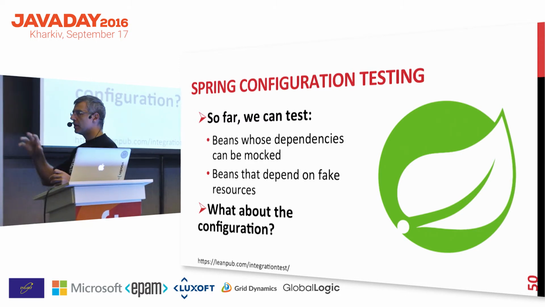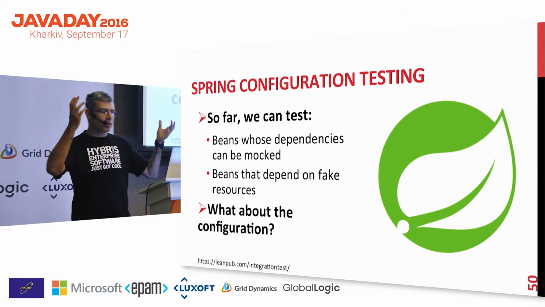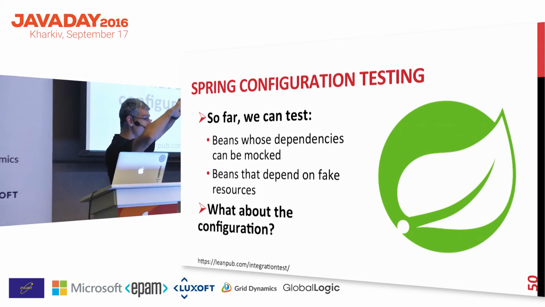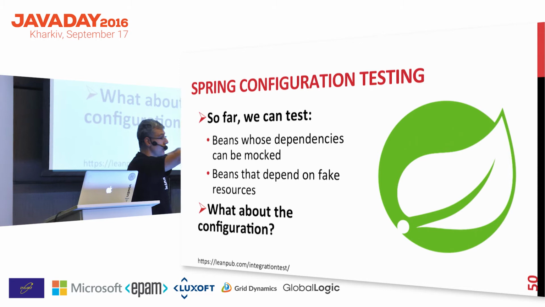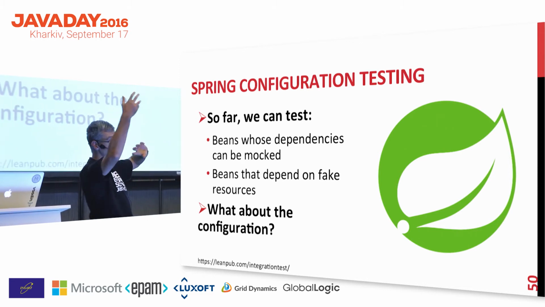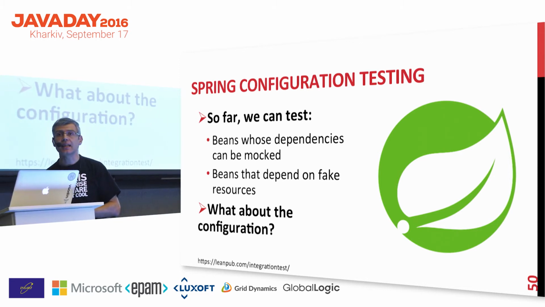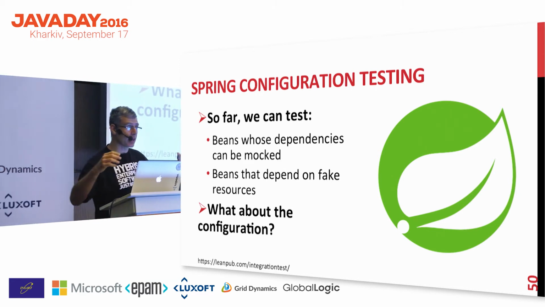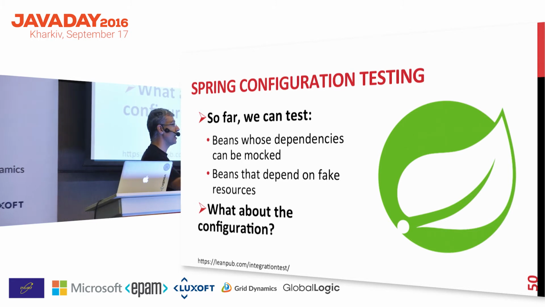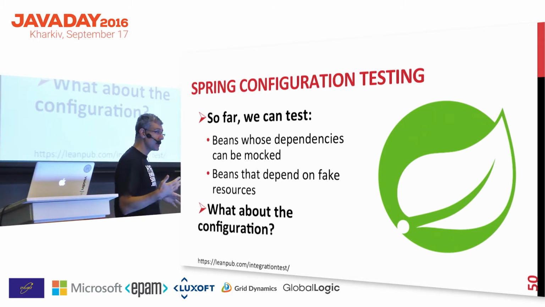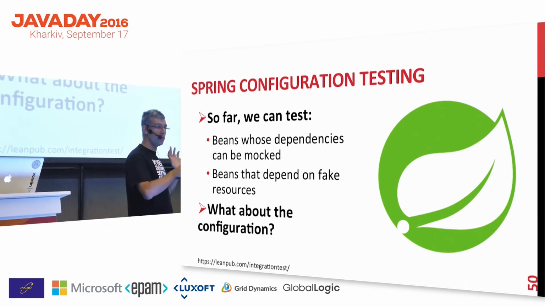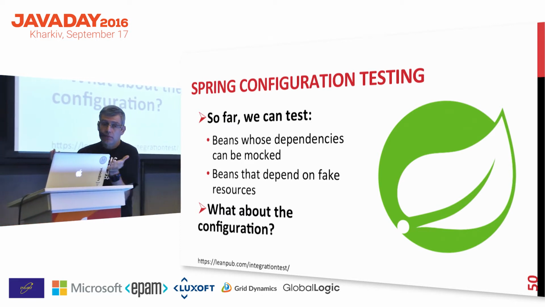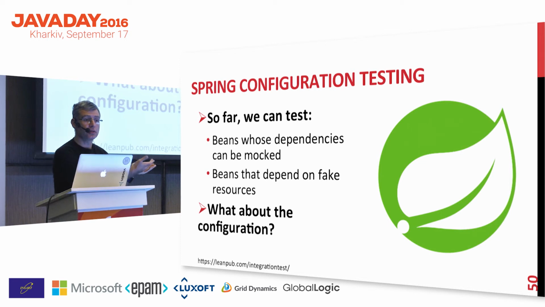So now we can mock everything. We can mock the beans: I have a service bean and I can mock the repository bean that it depends on. I can fake the infrastructure dependency: I have a repository and I want to test its interaction with the database, so I can very easily set up an H2 database instance. But what didn't I test so far? The configuration.